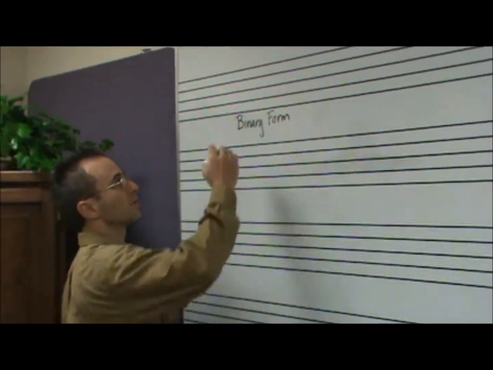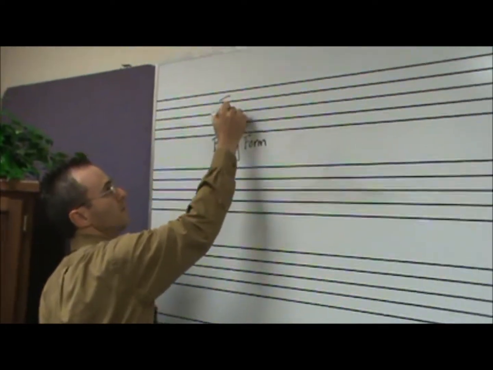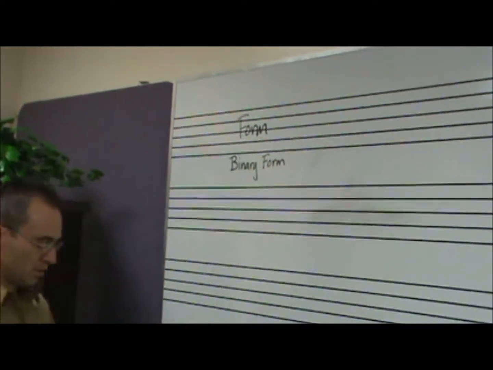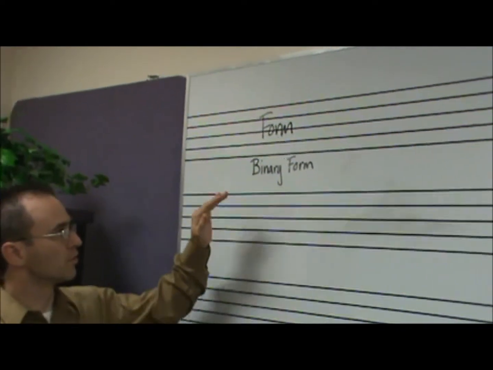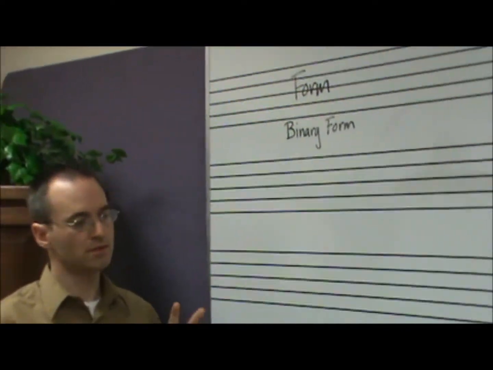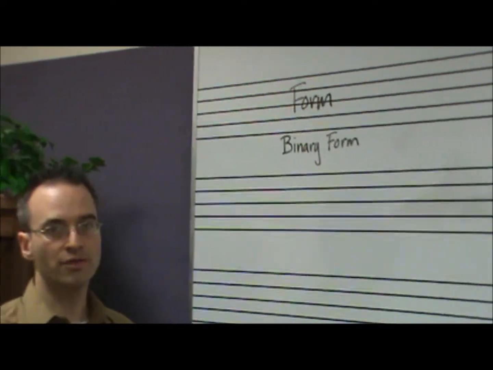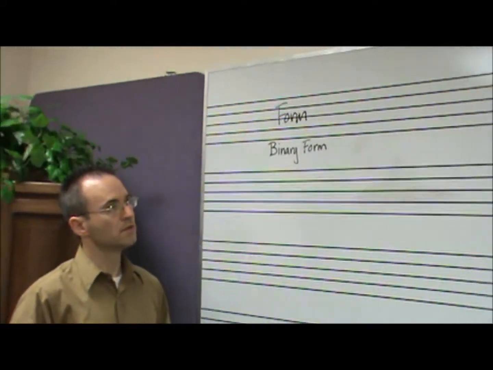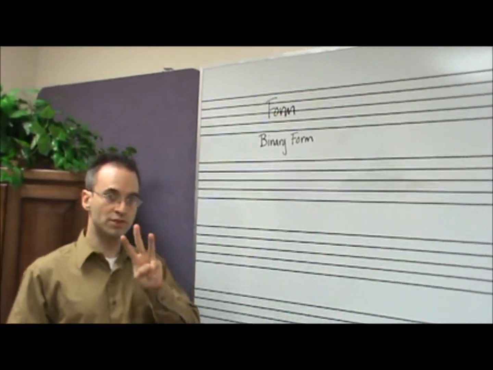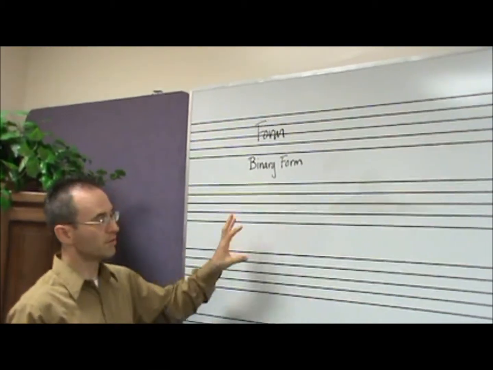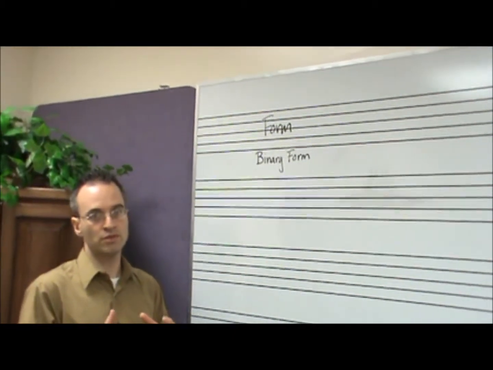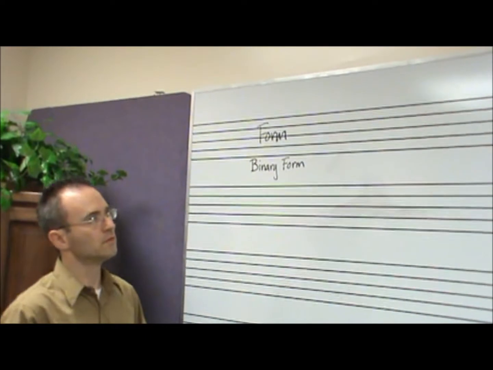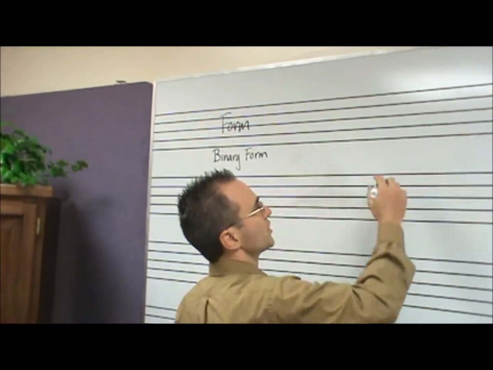Going to get into this topic of form here. And to get into it, we're going to start with binary form. It's a basic building block for a lot of other things. You'll see that even ternary form, which is three-part, takes binary form and makes it a smaller unit within it. So just a little foreshadowing here.